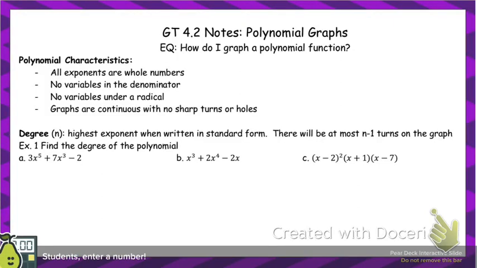Hi guys, so today we're going to transition from looking at just the cubic function to looking at polynomials in general and how to graph those. In order to graph polynomials, we need to know what a polynomial is. So over here are listed some characteristics of a polynomial.